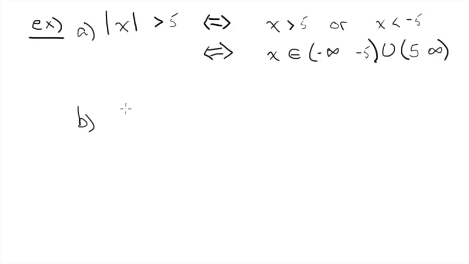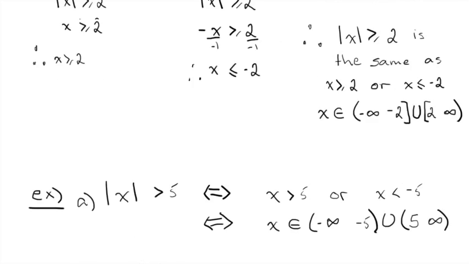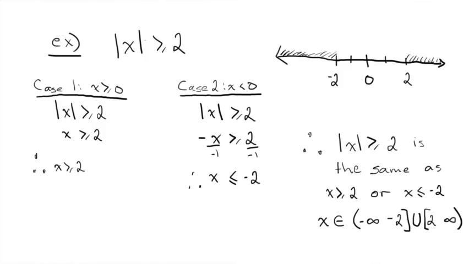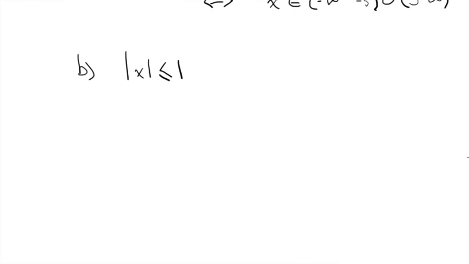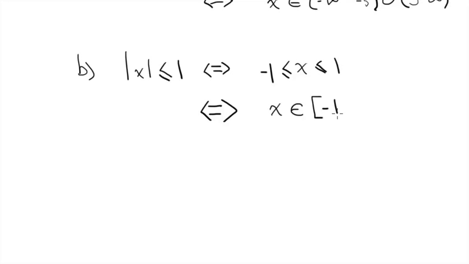B, if we had one like this, the absolute value of x is less than, let's say, less than or equal to 1. Well, now that's like the first case, right? where we had less than, and then we said it was between the two numbers. So the absolute value of x less than or equal to 1 would be equivalent to x is less than or equal to 1, bigger than or equal to negative 1. Or if you wanted to do it in interval notation, you say x is an element of the interval negative 1 to 1, square brackets because we're including negative 1 and 1.